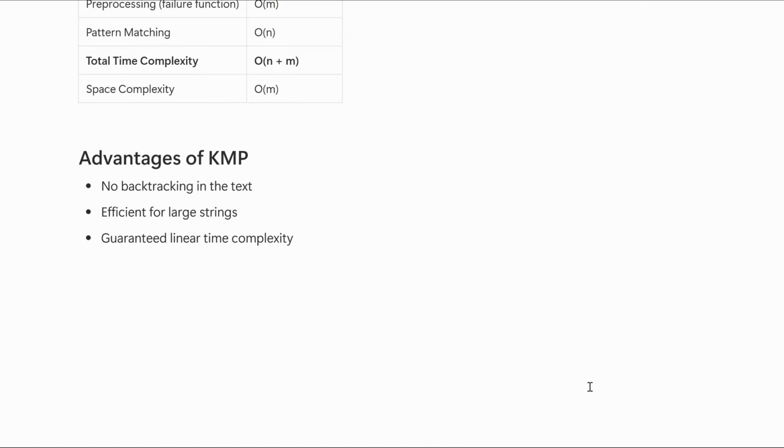To conclude, pattern matching finds a pattern in a text. KMP algorithm uses a failure function to optimize matching. Time complexity is O of n plus m. This topic is highly important for VTU exam.